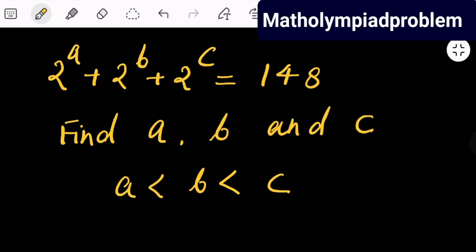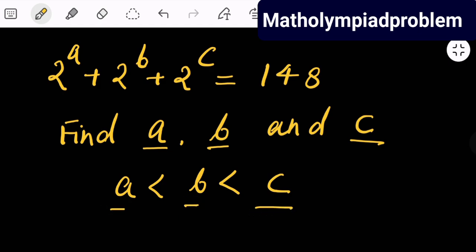Hello everyone. So this question is 2 raised to a plus 2 raised to b plus 2 raised to c is equal to 148. We have to find the value of a, b and c, where a condition is given: a is less than b and b is less than c.